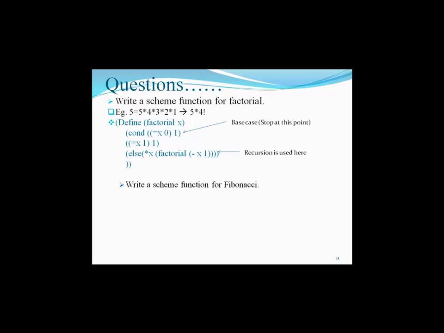Now we'll write a Scheme function for the Fibonacci. This is an example of a Fibonacci series: 1, 1, 2, 3, 5. This is the Fibonacci function. Define fib n, cond, this is the base case, n equals 1, we are going to give the output as 1, and then Fibonacci n minus 1 plus Fibonacci n minus 2.